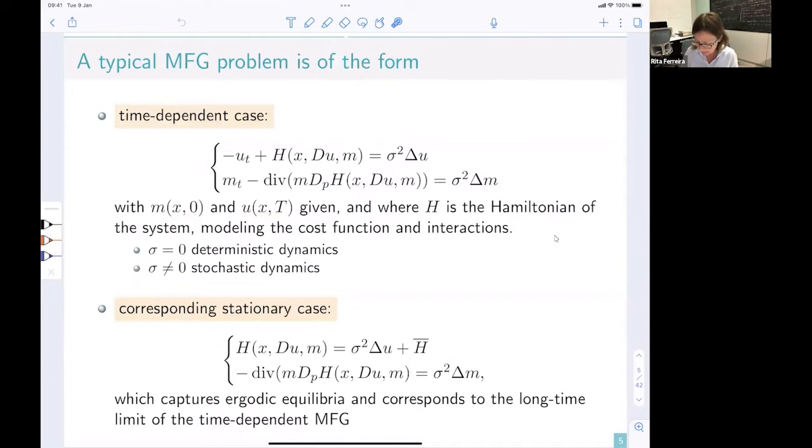And here, in this example, sigma could be either 0, in which case we are in the first order problem and this models deterministic dynamics, or could be different from 0, in which case we are in the second order case and models stochastic dynamics. And here, what I have below is the corresponding stationary case that captures the ergodic equilibrium and corresponds to the long time behavior of the time-dependent mean field game.